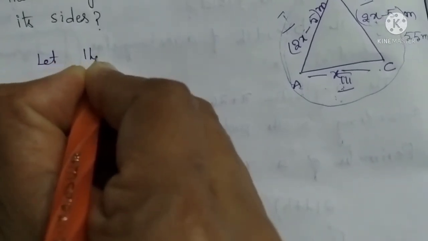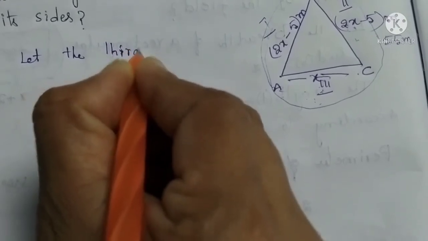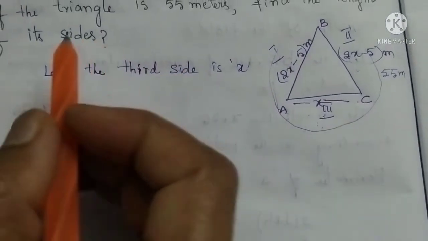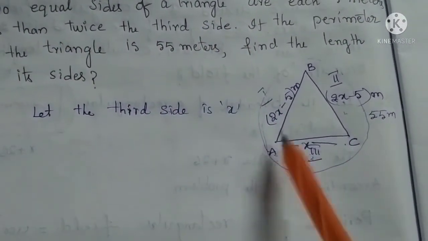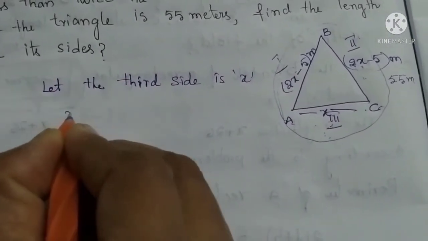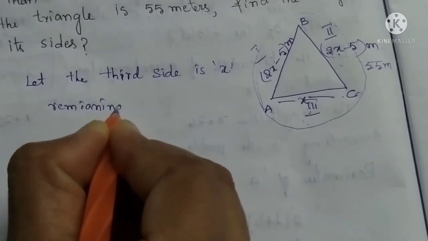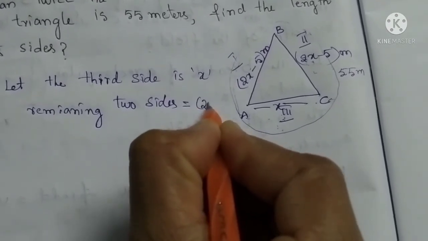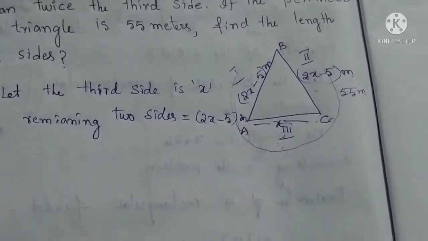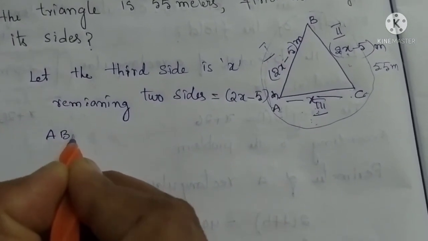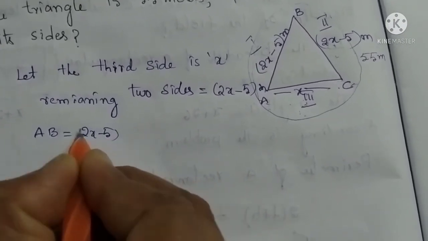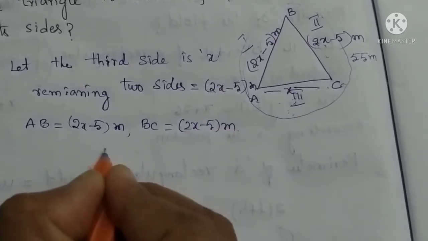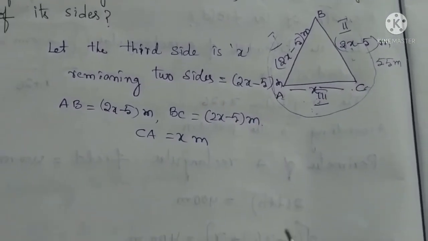Let the third side be x. Understand? Here observe the two equal sides of the triangle. The remaining two sides are equal to 2x minus 5 meters. It means AB is equal to 2x minus 5 meters, BC is equal to 2x minus 5 meters, and CA is equal to x meters.